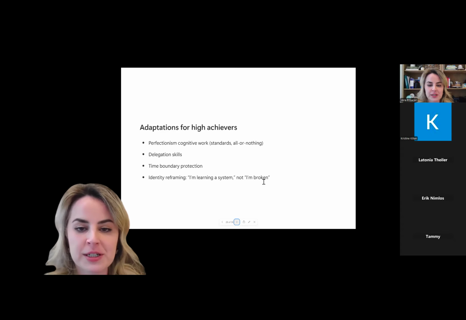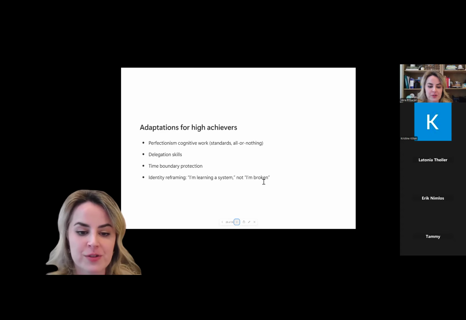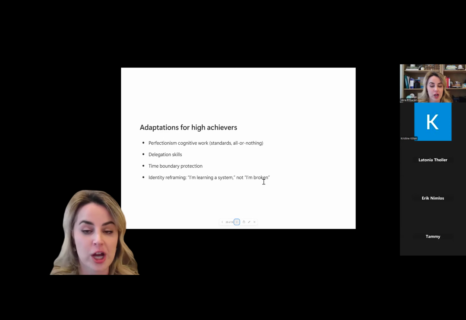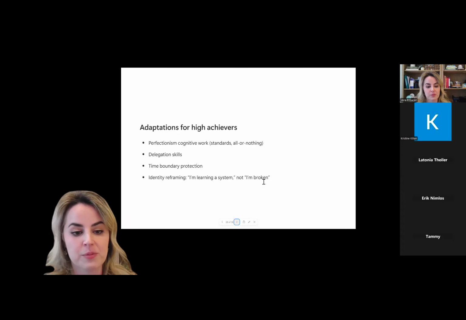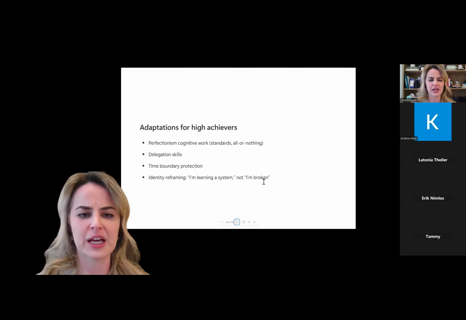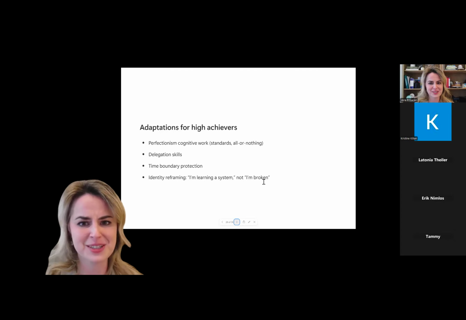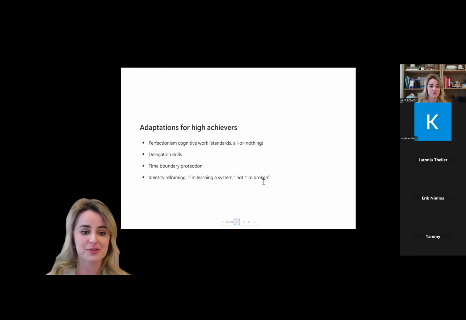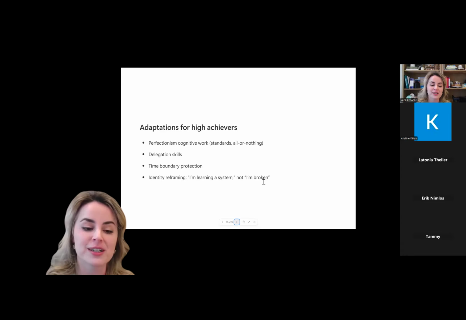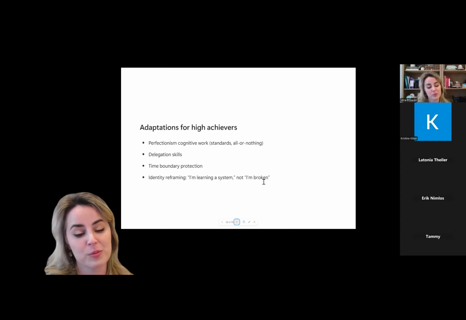How do we adapt this protocol for those high achievers? We need to challenge those cognitive distortions. The all or nothing black and white thinking or perfectionism standards. We also need to be teaching them how to delegate. Well, this is so hard. Well, if I want to have it done right, then I have to do it all myself. That's not true at all. Delegation is a skill. If you want to be a good manager, it's going to take time to learn how to do that.